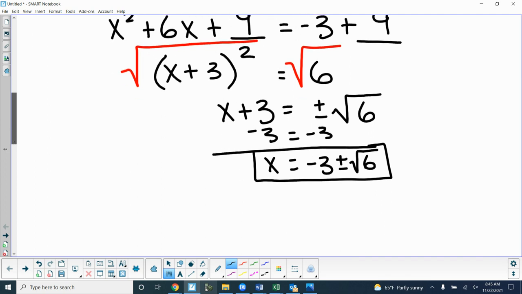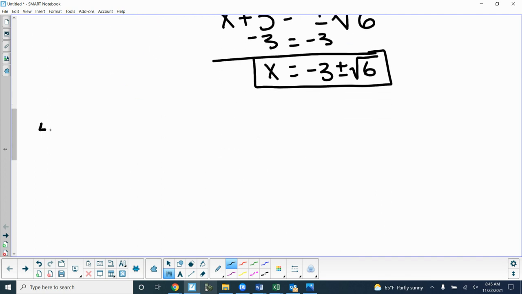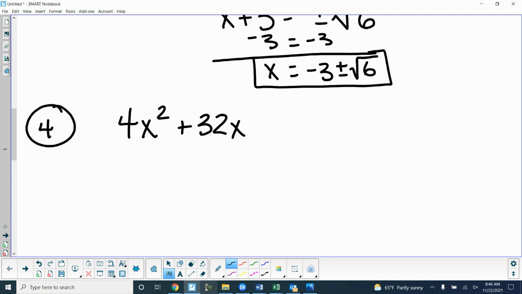Okay. Number 4, what do we have to do first? Divide everything by 4. Good. Because our a value is 4, we can't complete the square until we make it a 1. So we're going to divide all of these terms in the equation by that 4, so we get it to be a 1x squared.